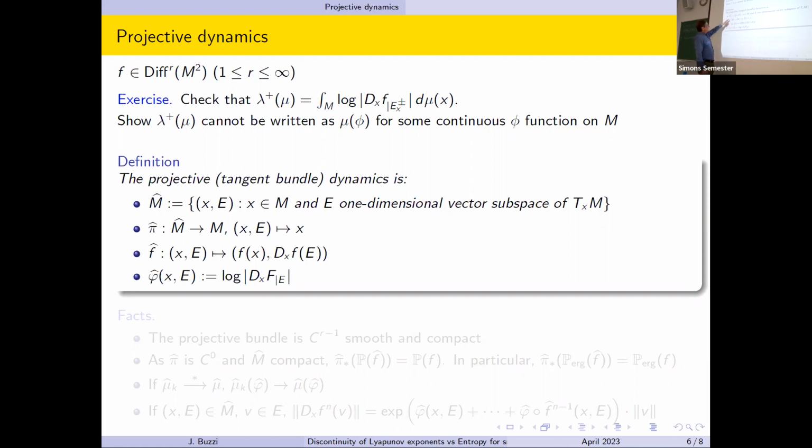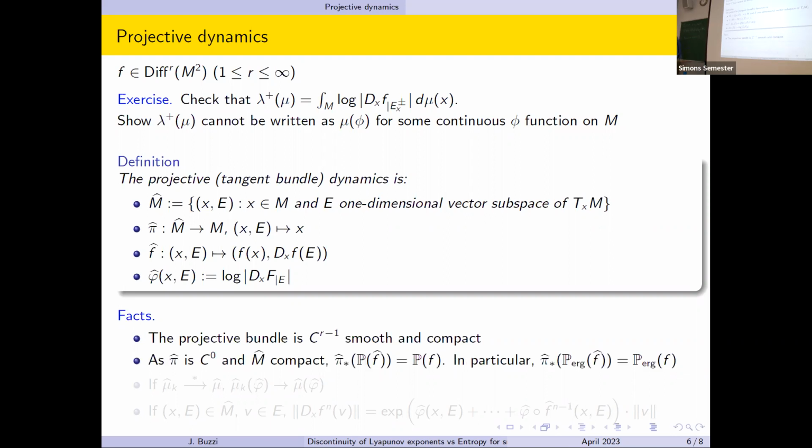This is why people look at the tangent bundle. Here you have a direction, so you can define this direction, and it is a continuous function. I mean, these things have been built for that. Okay, so it's a smooth bundle, it is compact. Since it is a compact bundle with continuous projection, all measures can be lifted to the bundle.